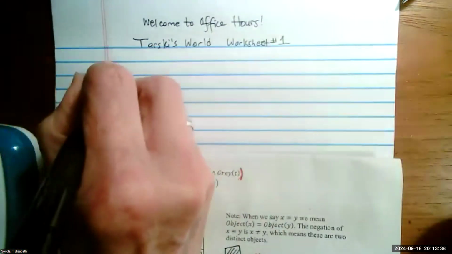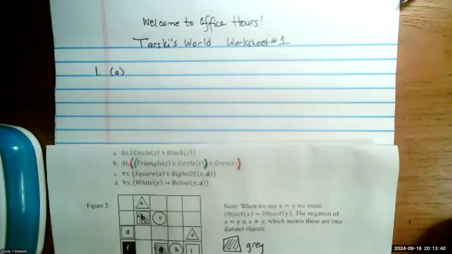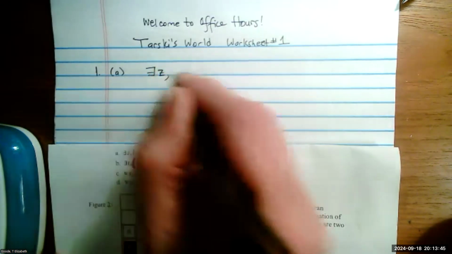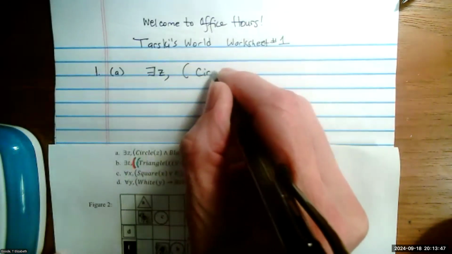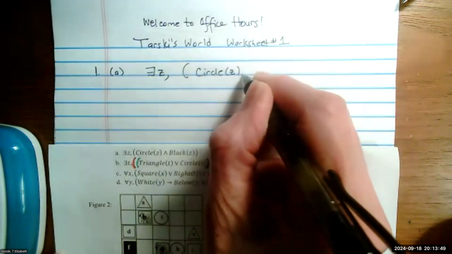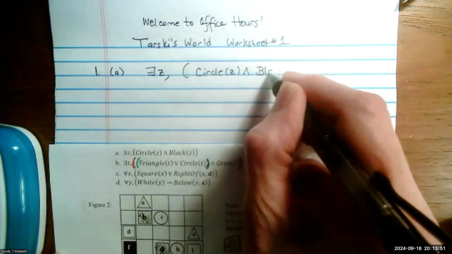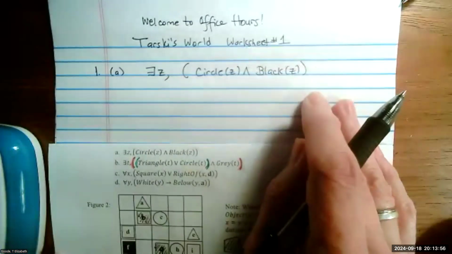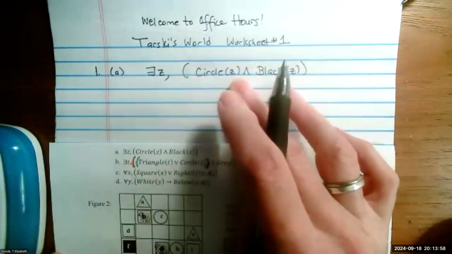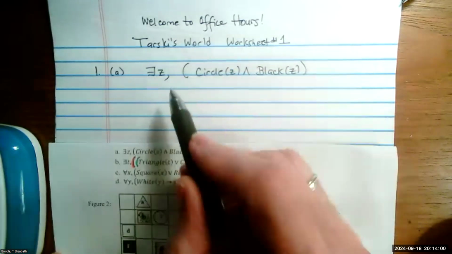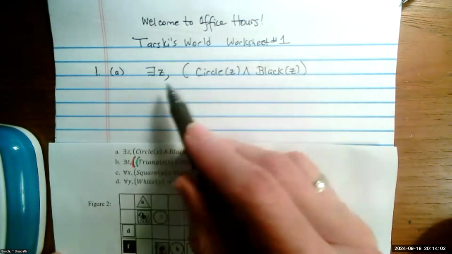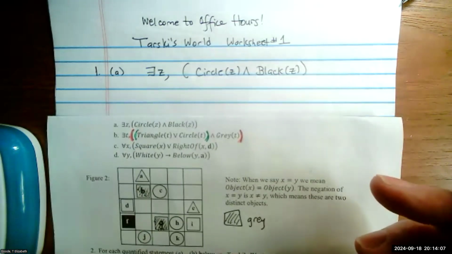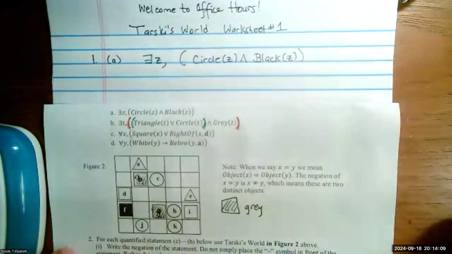So problem 1A. The first statement is a there exists statement. There exists a Z such that circle Z and black Z, right? So let's just read that statement. There exists a Z such that circle Z and black Z. So it says there is an object Z that is both a circle and black. All right, so let's look at the negation.